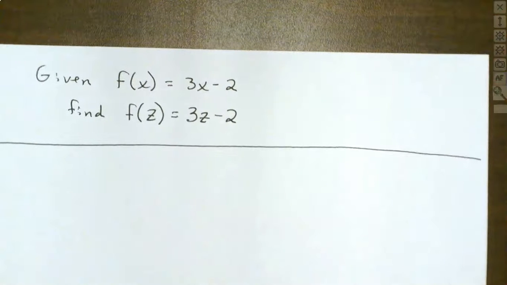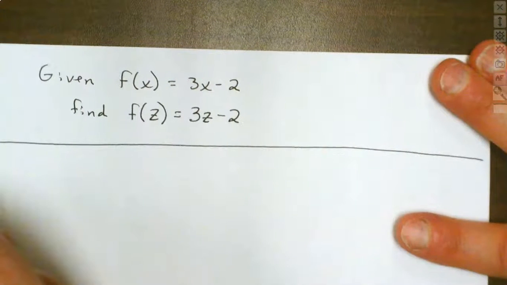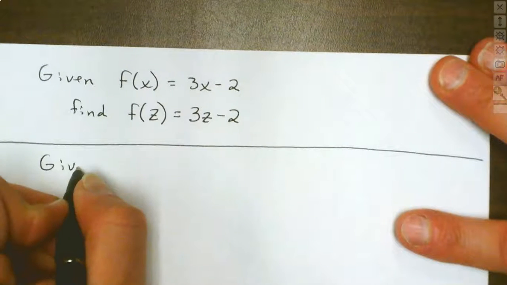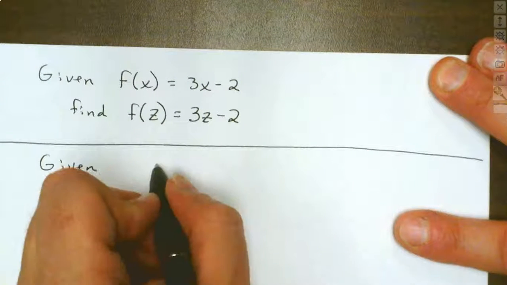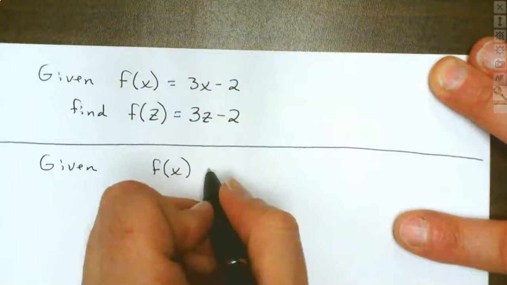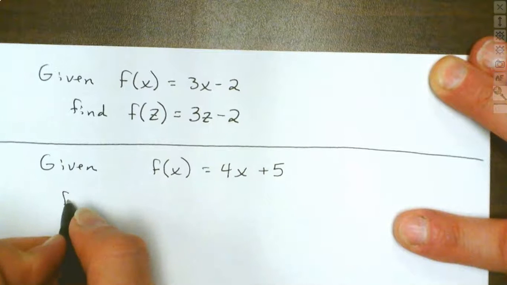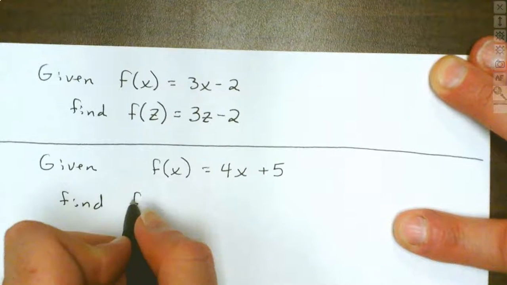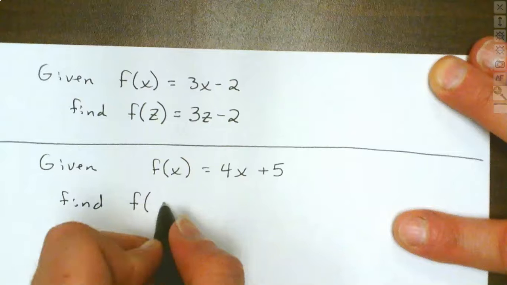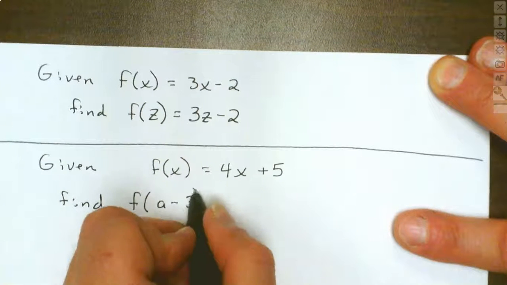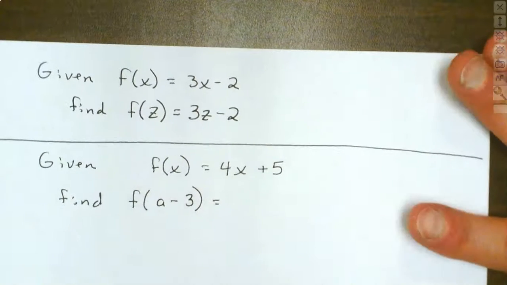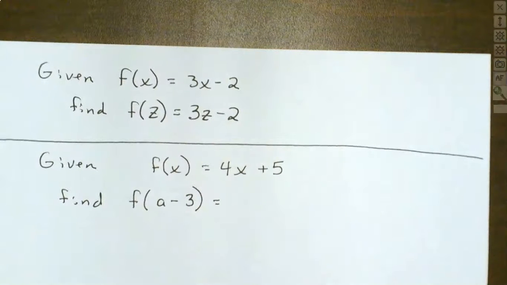You can also plug in a variable plus a number or minus a number. So let's see, you're given f of x to be 4x plus 5. And I want you to find now f of a minus 3. Okay, so how would we do this one? Well, instead of having the x, what are we going to replace the x with? An a minus 3, right? That's what's inside the parentheses.